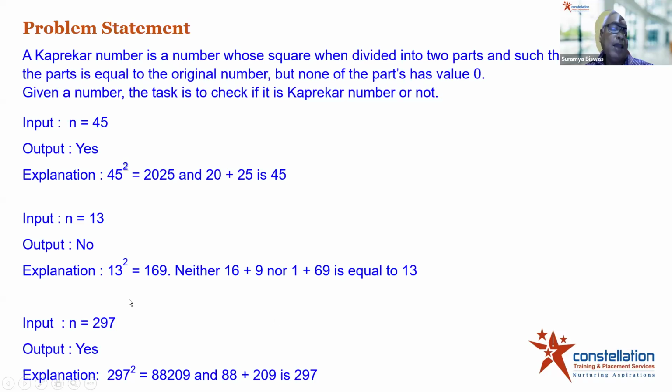Again, one more input. 297. 297 square is 88,209. If we divide like this, 88 plus 209 comes to 297. So students, do you understand this one? Please look carefully. What is this Kaprekar number?